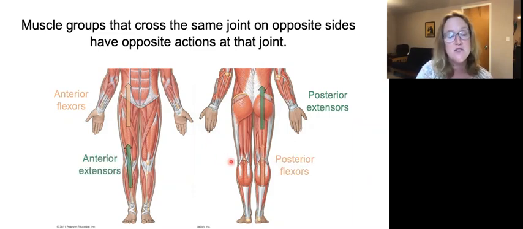Same or similar situation for the knees, although the knee is set up differently. The quadriceps muscles pull forward on the tibia. They are on the anterior thigh, and they are extensors of the knee joint. They straighten the knee joint. The hamstrings muscles cross posterior to the knee joint. They pull backwards on the tibia, and so they flex the knee. So opposite actions on opposite sides of the joint.